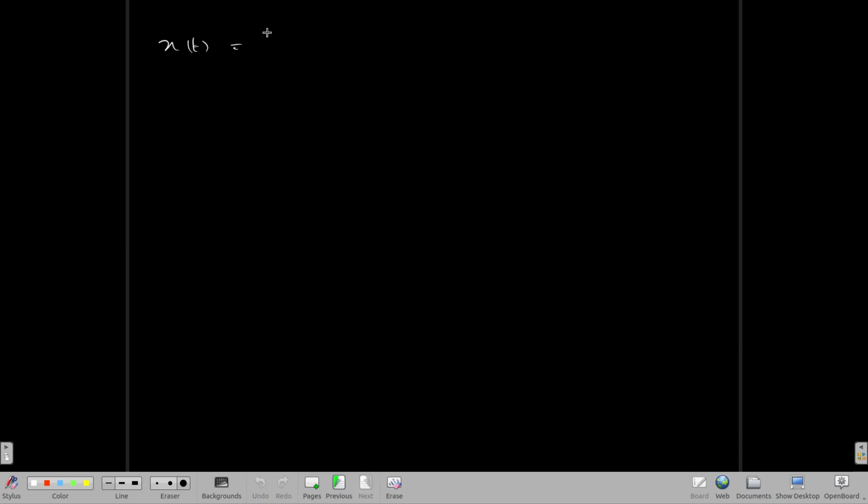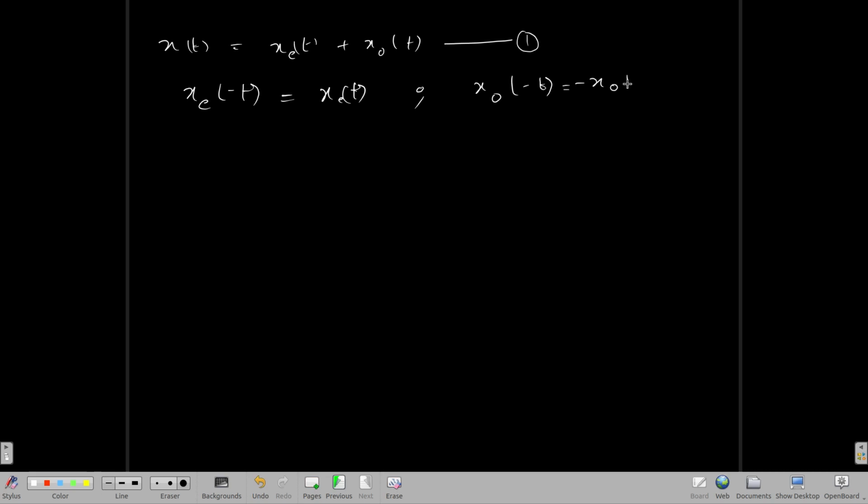Please bear in mind, but any signal that we have, we can represent it as a combination of an even signal and an odd signal, right? So let's see how we can do this. Let's put this as equation number one. This is from the basic definition.